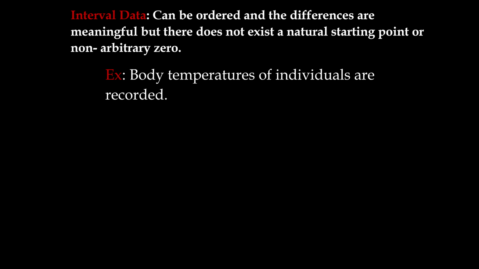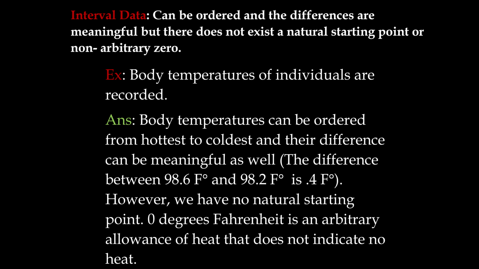In this example, we're measuring body temperatures. Again, body temperatures can be ordered from hottest to coldest, and their differences can also be meaningful. Meaning, if I were to take the difference between 98.6 degrees Fahrenheit and 98.2 degrees Fahrenheit, then the difference is 0.4 degrees Fahrenheit. However, we again have no natural starting point. What is 0 degrees Fahrenheit? Well, again, it's an arbitrary point in our number scale. It's something that humans just picked. Anytime we see the word arbitrary, we know that it's interval.